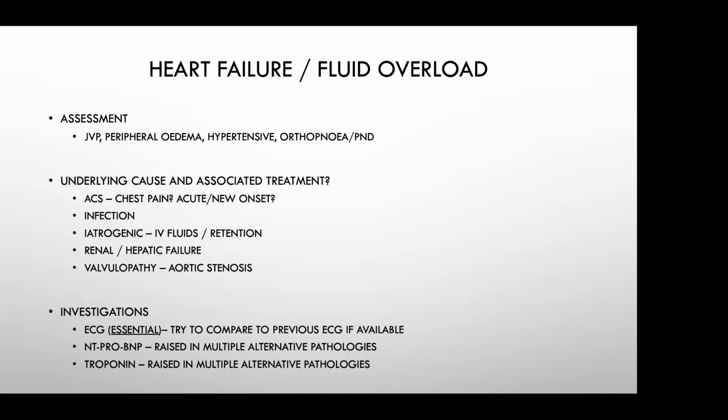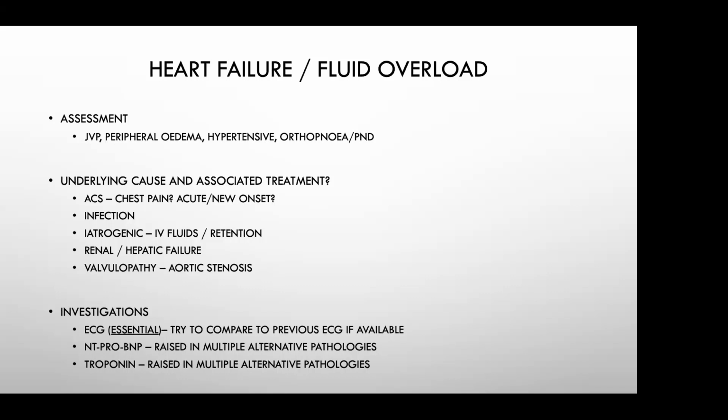So, have they got coexisting infection? Check a CRP. Have we given them too much fluid for existing inpatients? Is this fluid overload from a renal cause or liver disease, or do they have a valvulopathy and it's reaching critical mass? ECGs are really essential. Troponins will often be elevated for other reasons in these patients, so you want to see if there is electrocardiographic evidence of an MI.